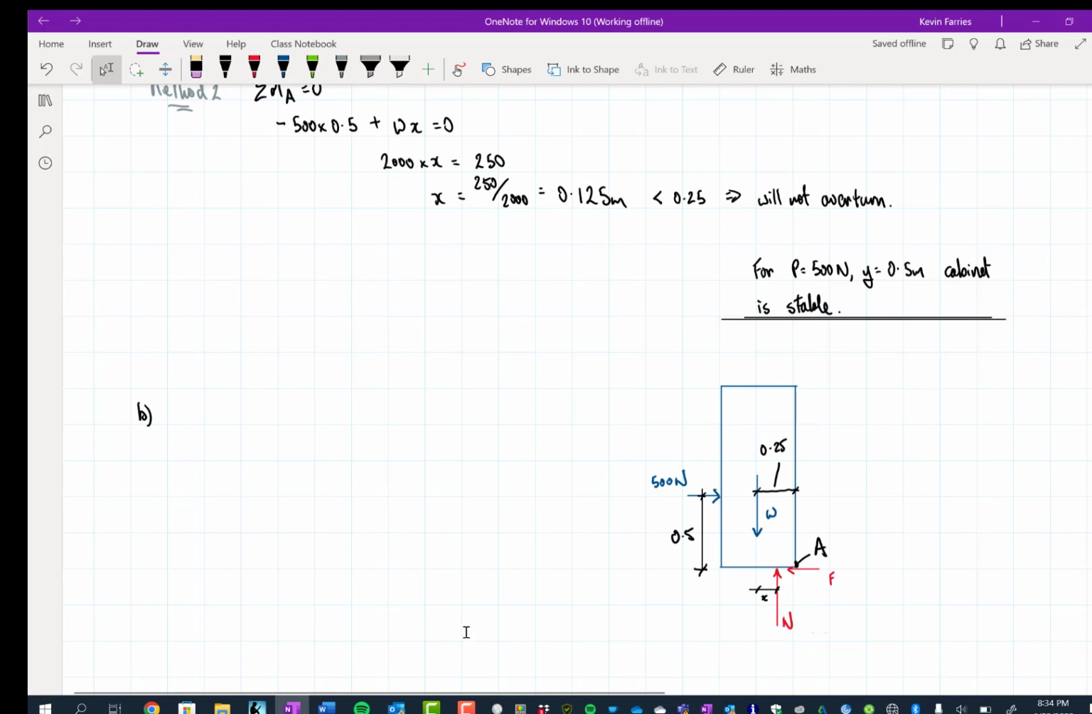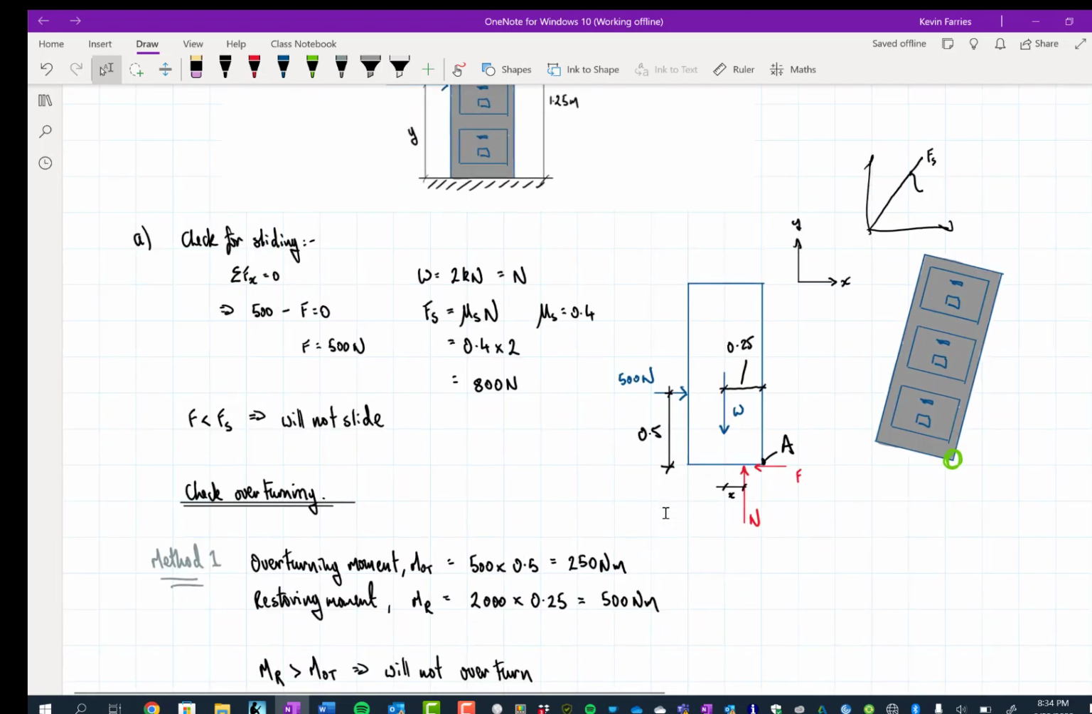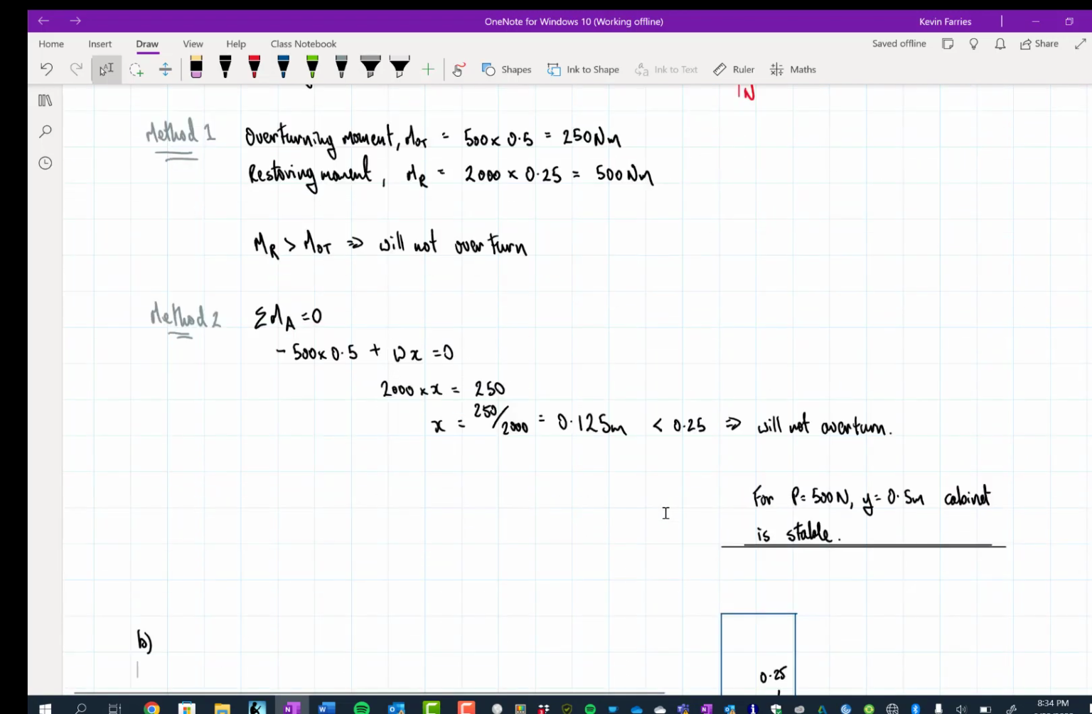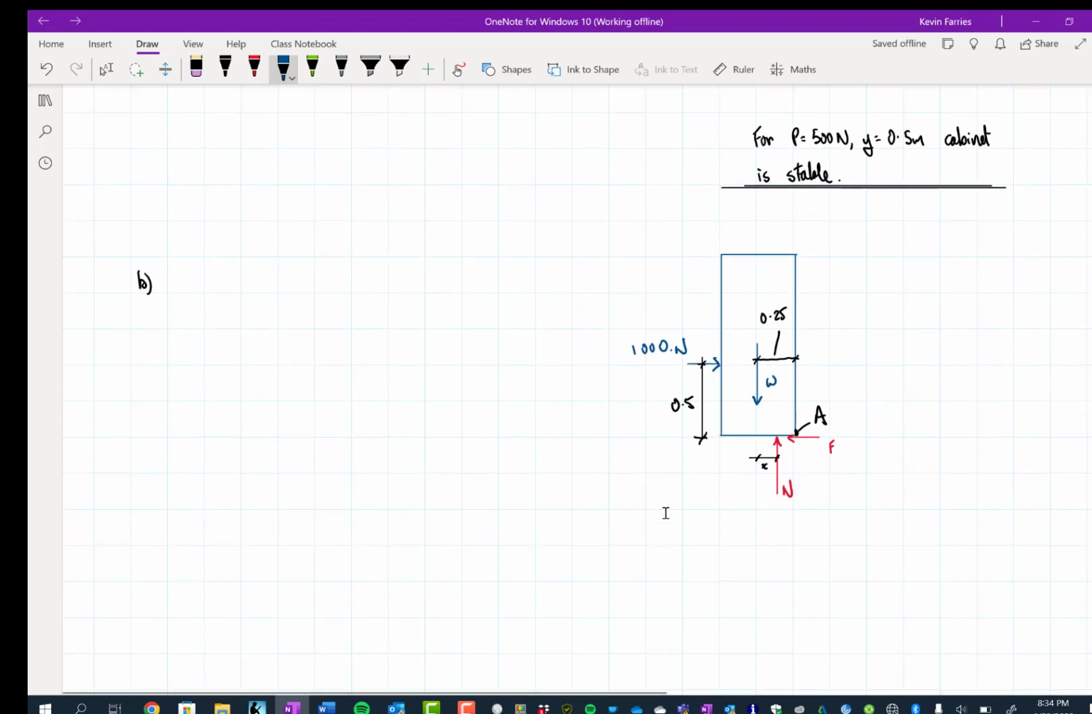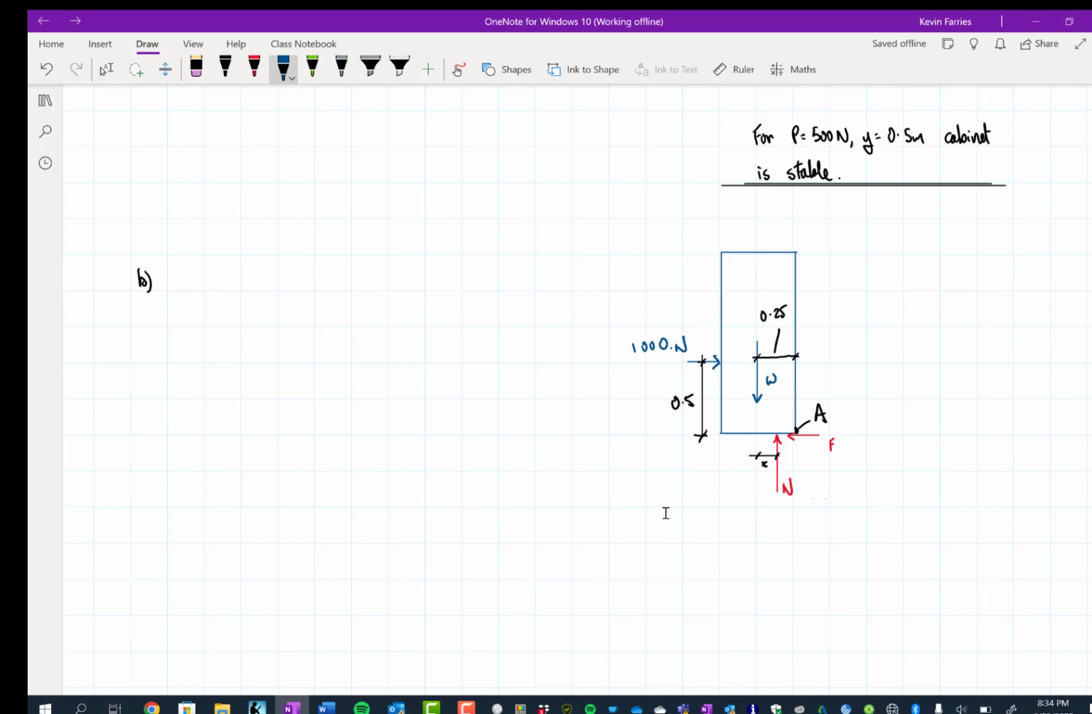So let's have a think about this one. So this time we've got 1,000 newtons. 1 kilonewton, so it's 1,000 newtons. I'll just stick with newtons, I think, because we're going to get some smaller values. Otherwise, it's all pretty much the same, really. So 0.5 meters, we've got X.